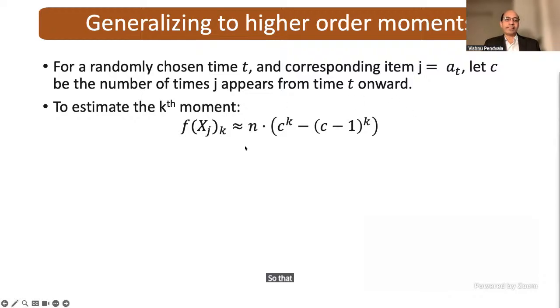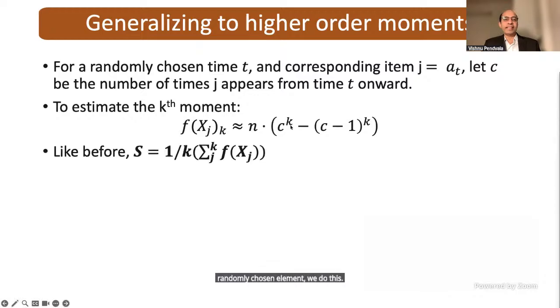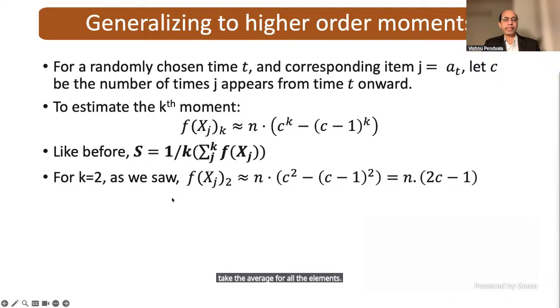That's quite interesting, right? Why is that the case? We'll see in a bit. But for each randomly chosen element, we do this. And then like before, we take the average for all the elements.